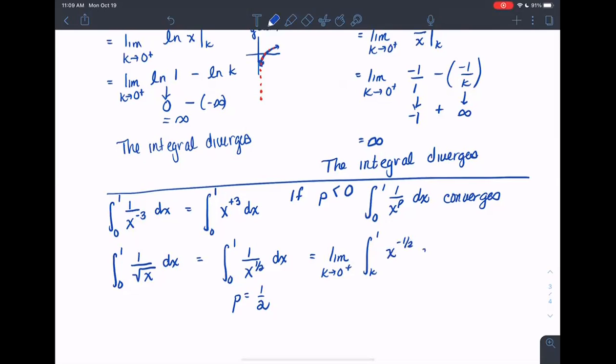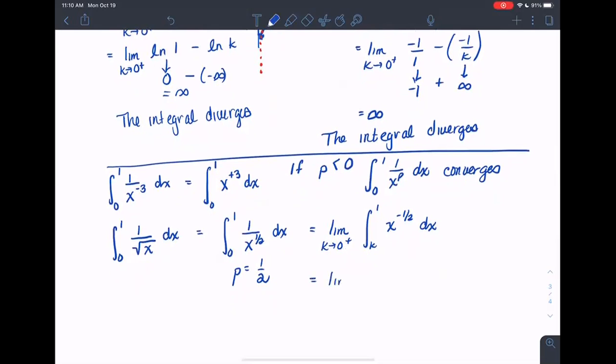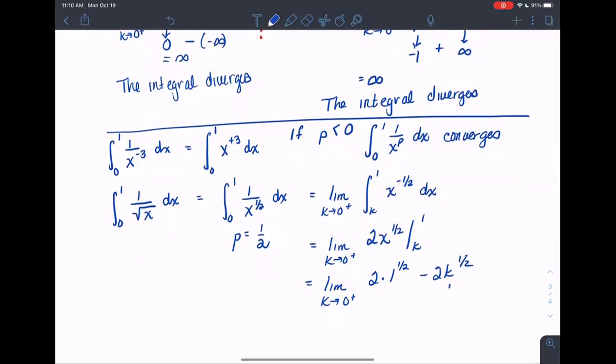And 1 over x to the 1/2 is x to the -1/2. We do our integration, we've got x to the 1/2 divided by 1/2, or times 2, from k to 1. Two times 1 to the 1/2 minus 2 times k to the 1/2. But k is heading towards 0 now, and 0 to the 1/2 is just 0. And that's just 2. This limit is 2. And the integral converges to 2.